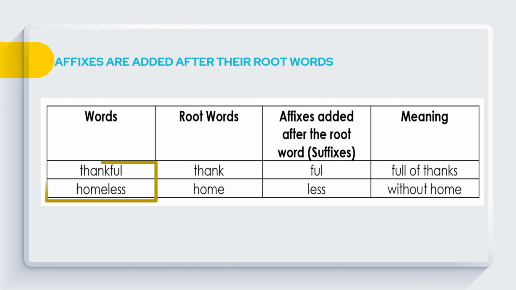What are the root words of thankful and homeless? The root word of thankful is thank. The root word of homeless is home. What affixes are added after their root words? The affixes full and less were added after the root words. We call them suffixes. A suffix is an affix added after a root word to form a new word. The suffix full means full of thanks. Less means no, or without home.